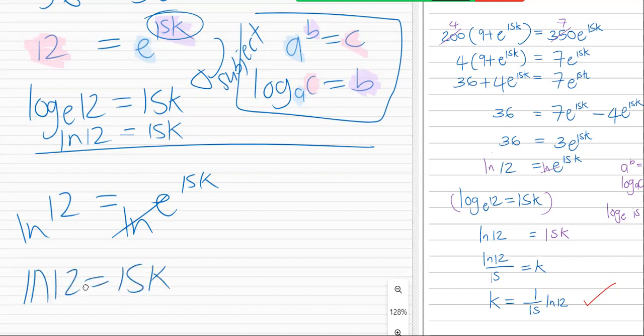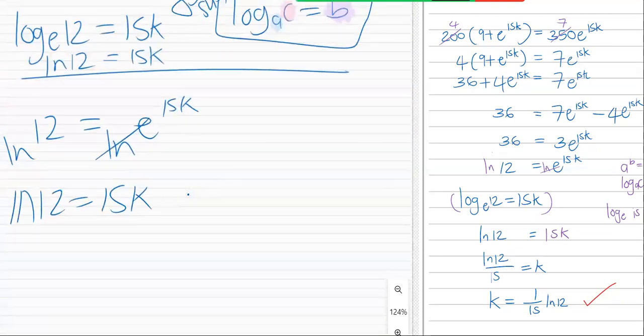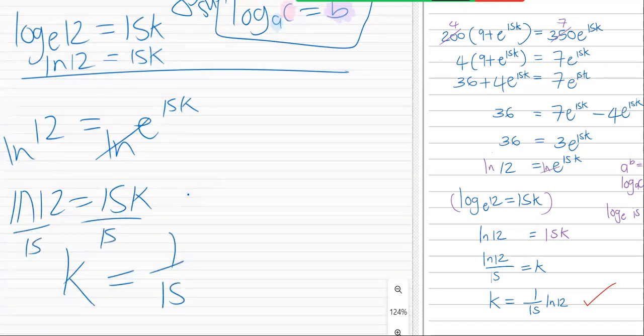And we're nearly there. We want to make it look like, I think we probably just have to divide through by 15, from memory. It's 1/15, so divide by 15, divide by 15. Yeah, 1/15 ln 12. So that works.